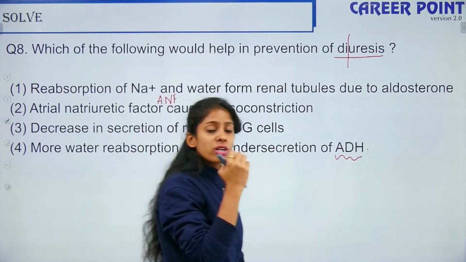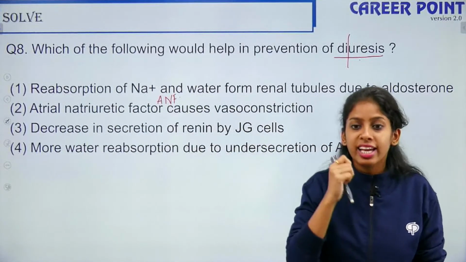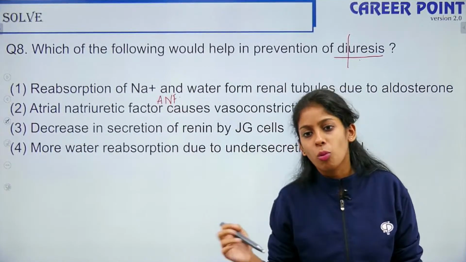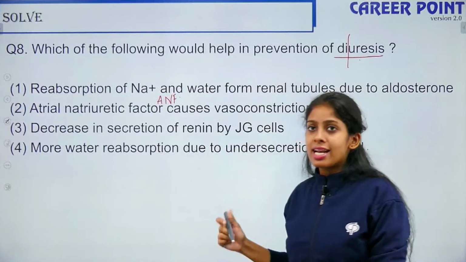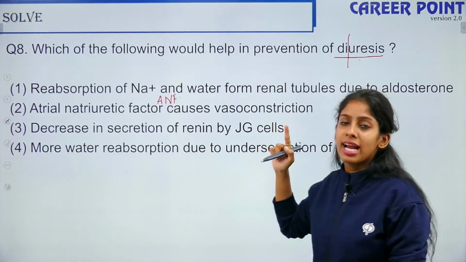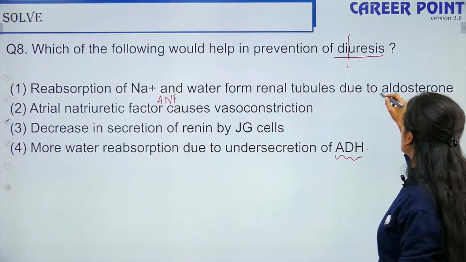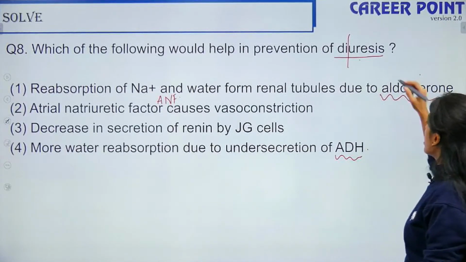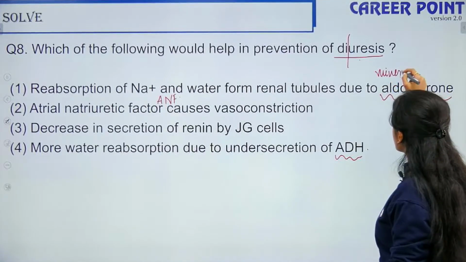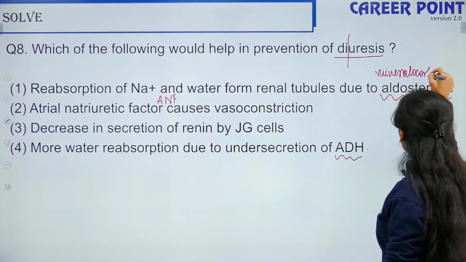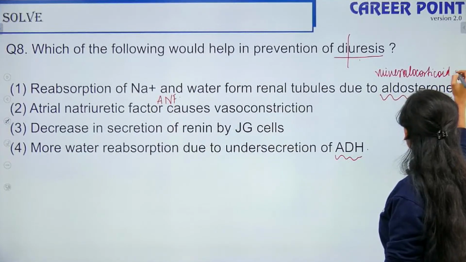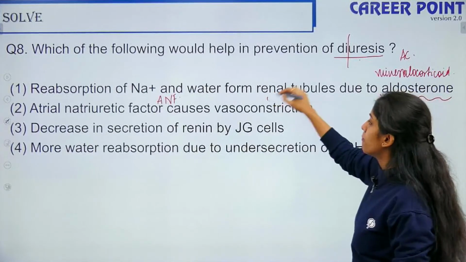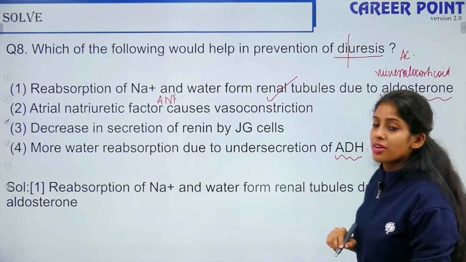Your kidney has to conserve water. If you don't drink enough water, then your kidney cannot risk to eliminate or excrete all the water, right? So in that case, it has to reabsorb water and Na plus with the help of the hormone aldosterone. So aldosterone is a mineralocorticoid. So this mineralocorticoid is produced by adrenal cortex region. Yes, so here the option is A. That is the right answer.